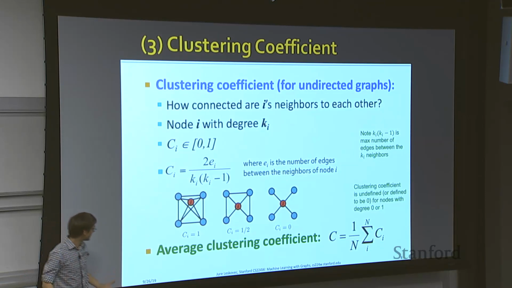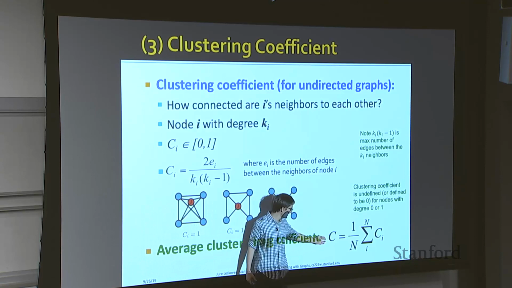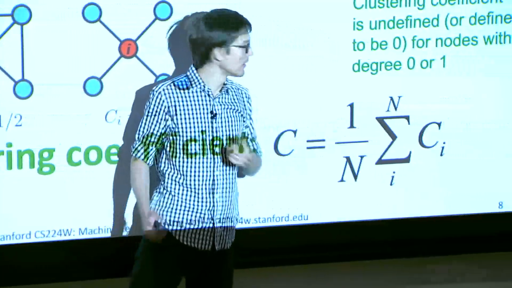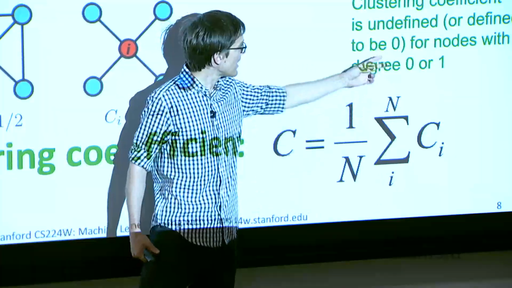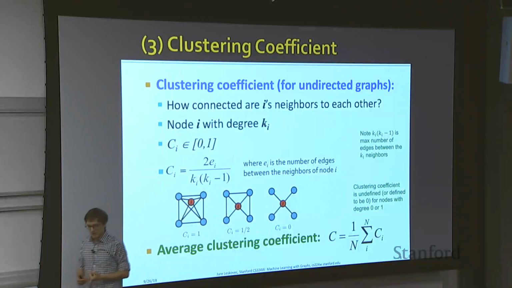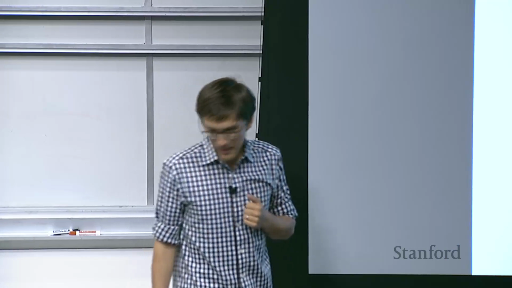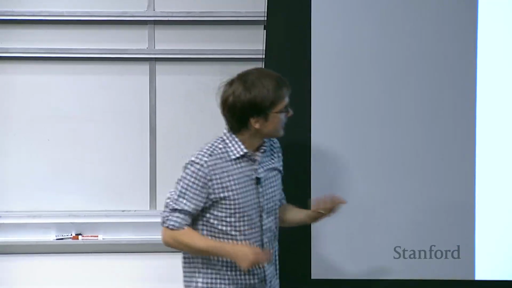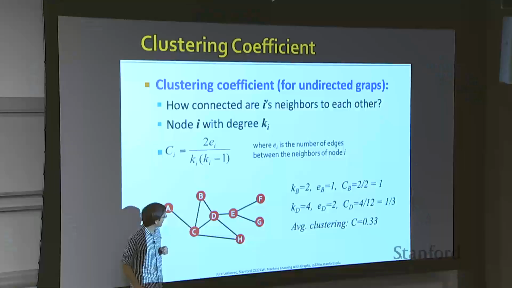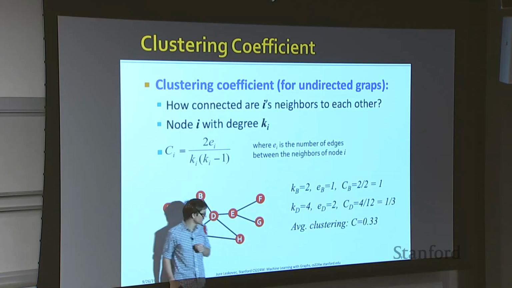And then for the entire network, you can say what's the average clustering coefficient of the network. You just compute the average over all the nodes. Generally, again, clustering coefficient is undefined if the node has degree 2 or 1. So generally, you would skip those nodes. That's the idea.